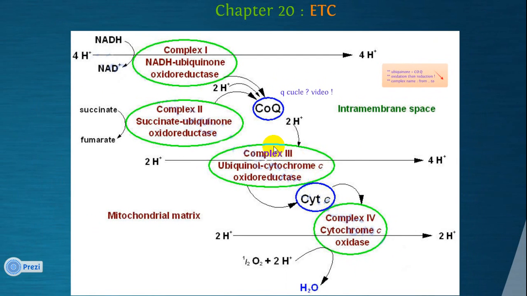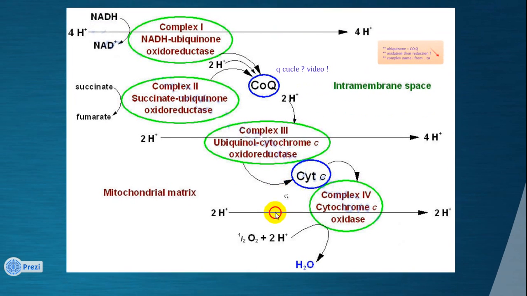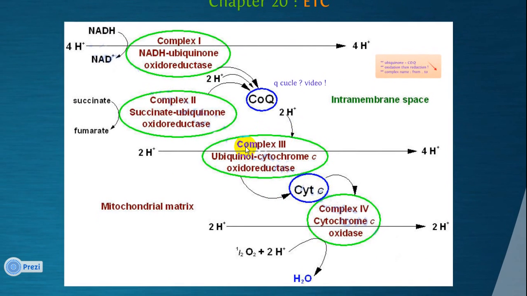Okay, remember that those 4 complexes are in the membrane, and coenzyme Q and cytochrome C are free to move. Those details you can read from the slide. They are very easy. You can just print this diagram, or you can write it on a paper, and you can just add the other information that I didn't mention. You can take it from the slide and put it in this picture, and it's very easy.